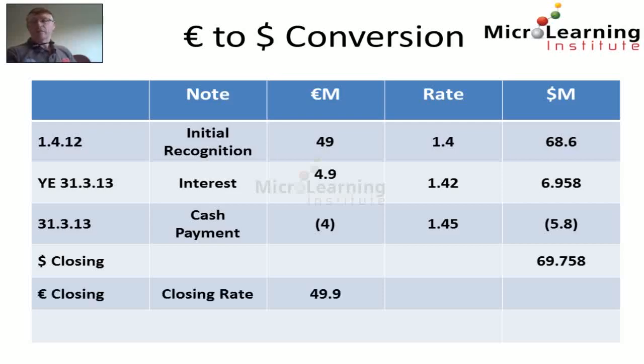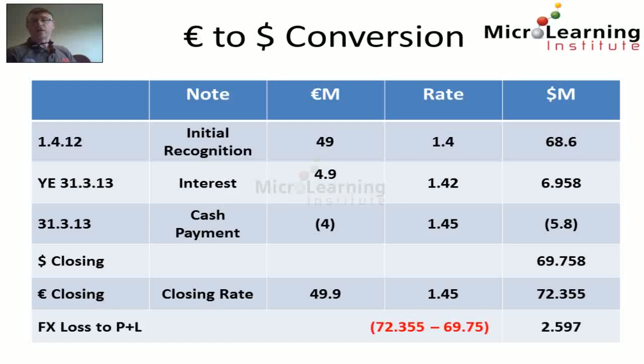However, when we translate the closing liability in euros, which we've already calculated from the amortization schedule at 49.9, when we translate that at the closing rate, which again we're told is 1.45, that translates to 72.355. So here you see, even though we'd anticipated that our closing dollar liability should have been 69.758, our closing dollar liability actually emerged to being 72.355.